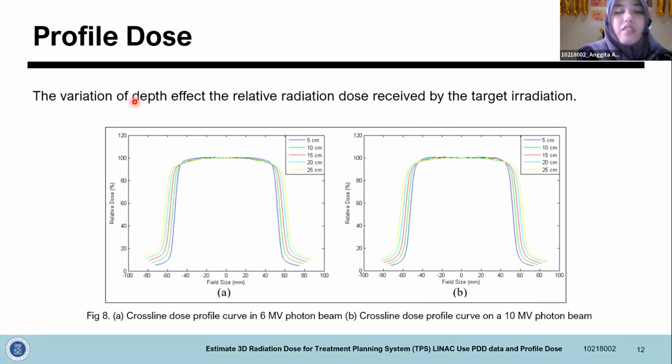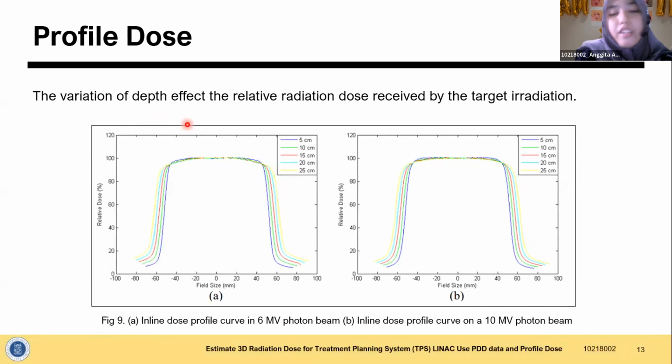There is a cross-line dose profile curve in 6 MV and 10 MV photon beams. The data show that the relative dose value for the cross-line dose profile for 10 MV photons is larger than the average relative dose profile for 6 MV photon energy at each point in the field. And then the variation of depth affects the relative radiation dose received by the irradiation target. When the depth of the irradiation target is lower, the width of the radiation dose distribution relative to the resulting field area becomes smaller.